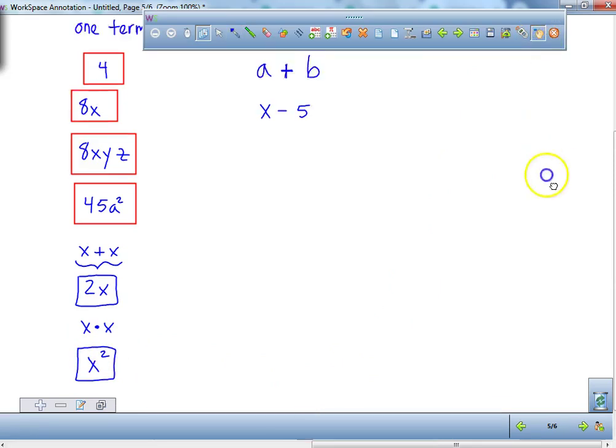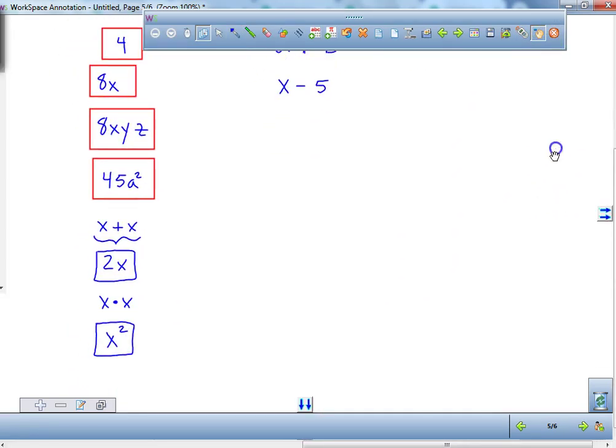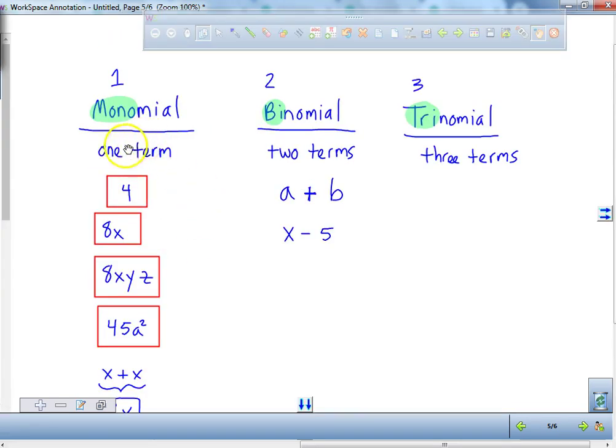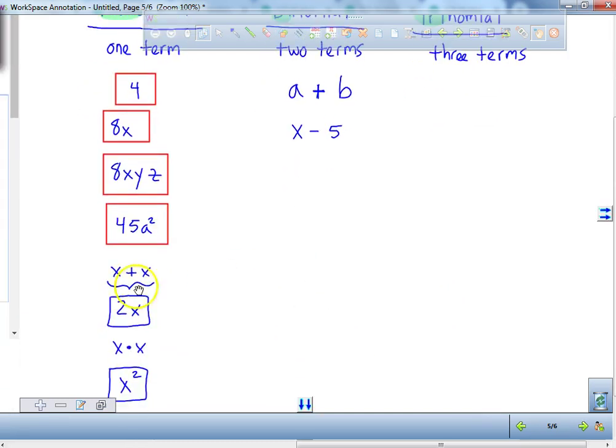Okay? There we go. If they're stuck right next to each other, that means they're all being multiplied, which means it's just 1 term. So if you're being multiplied, they're all 1 term. Here, something's being added or subtracted. They have to be different. Well, because that's an x, and that's an x, and these are like terms. How many x's do you see? 2.